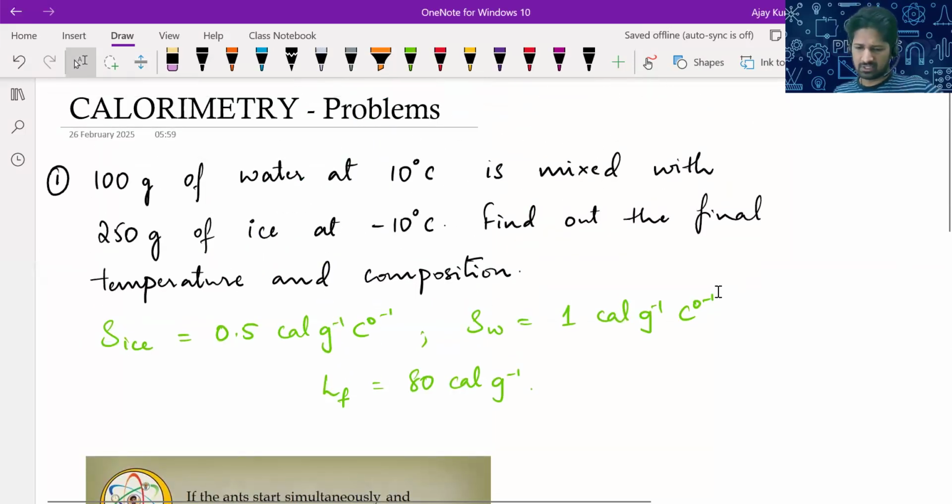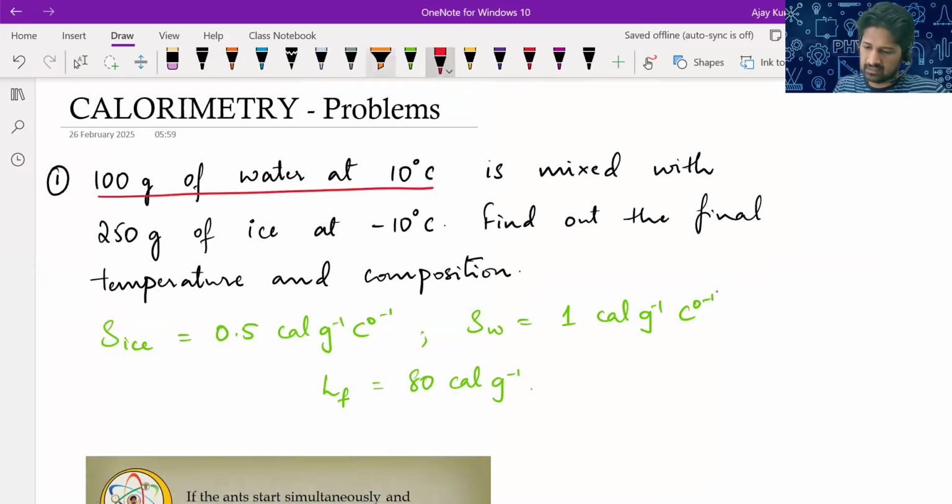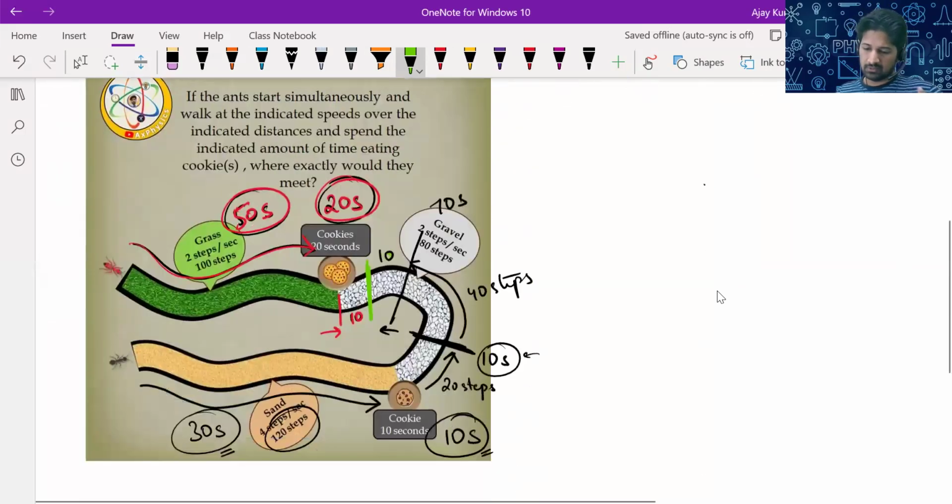Pawan has just joined, so let us show this problem to him. On one hand, we have 100 grams of water at 10 degrees C. On the other hand, we have 250 grams of ice at minus 10 degrees C. Now ice and water will exchange heat and temperature changes will happen. There is a possibility of state change also. So how is this relevant?